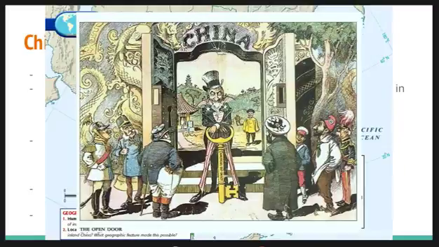And here's a cartoon that is talking about the open door policy. Notice Uncle Sam holding that giant key, staying in front of the open door that leads to China. And outside are all these figures that represent different European powers, as well as one representing Japan.